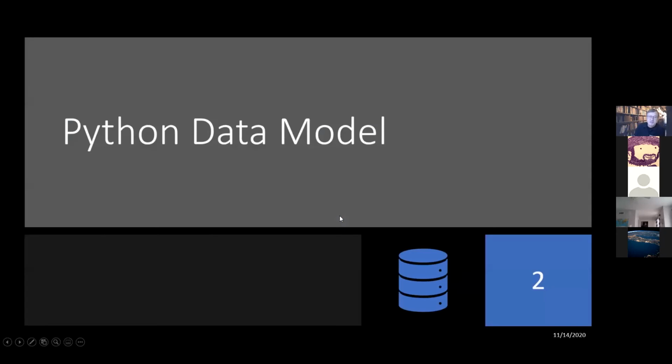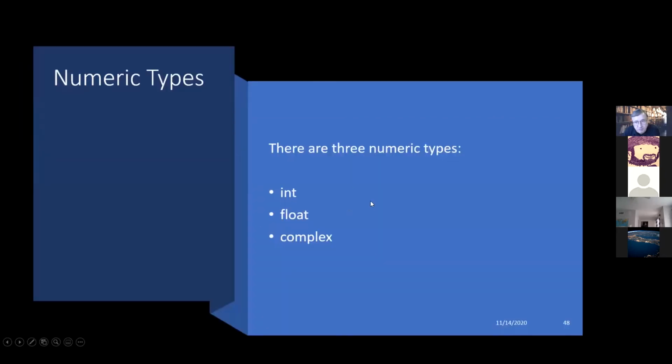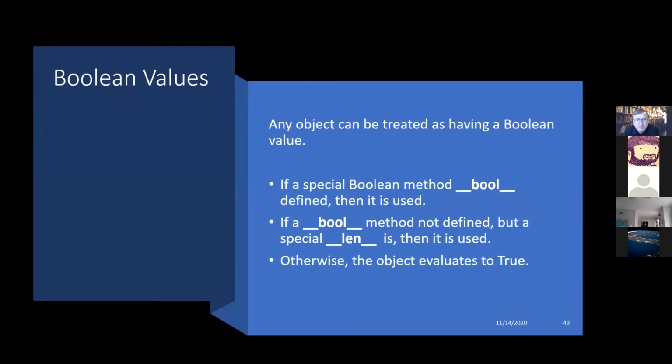Okay, so I said the data model is important. So what does the data model look like? Types are talked about in a general way, almost more mathematical way. There's numeric types, there's sequence types, there's iterator types, mapping types, and set types. Under numeric, it's what we would expect, int, float, but you also can have complex numbers, imaginary numbers.